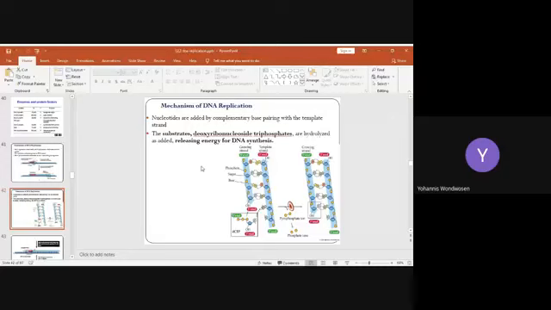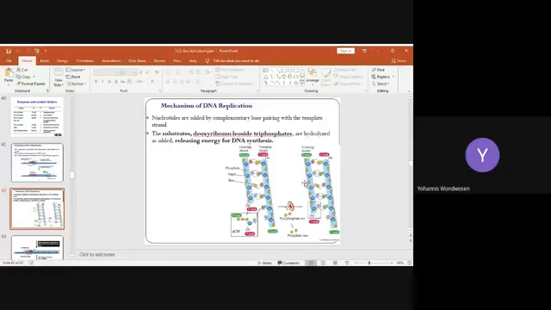So when we see the mechanism, the nucleotides are added by complementary base pairing with the template strand. Substrates, as I told you, deoxyribonucleotide triphosphates, are hydrolyzed to deoxyribonucleotide monophosphate and pyrophosphates. Based on breakdown of the pyrophosphates, they get energy to form a bond, the phosphodiester linkage with the growing chain of the DNA. The pyrophosphates are released, and the growing chain extends in a complementary manner with the parental DNA.